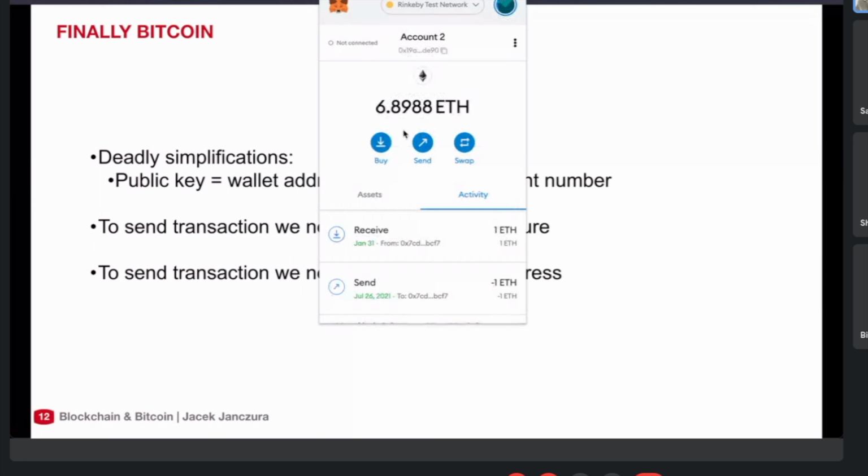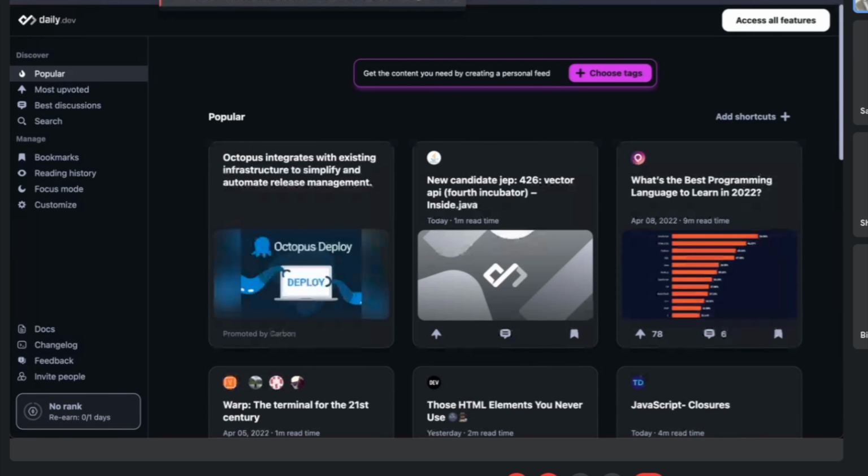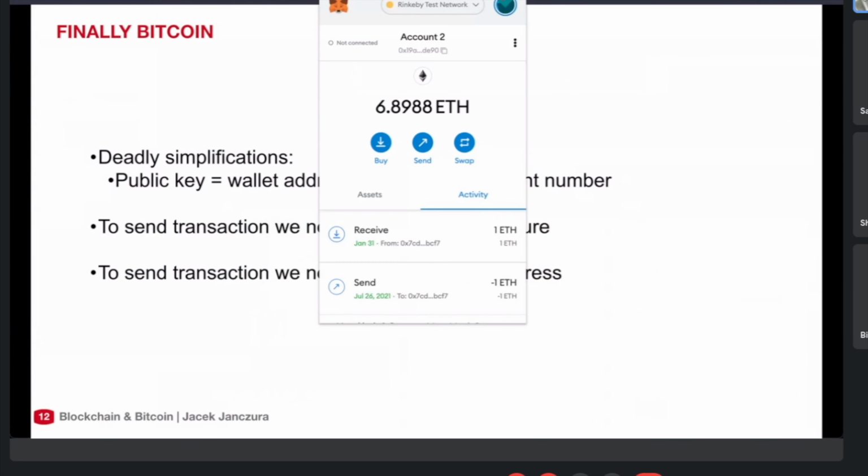In account one, I've got 100 Ethers, and in account two, I've got 6 fake Ethers. This is a public key. I can show you how it looks. This is the public key of that account, and this public key is public. So whenever I want to send something to some person, I send to that account.